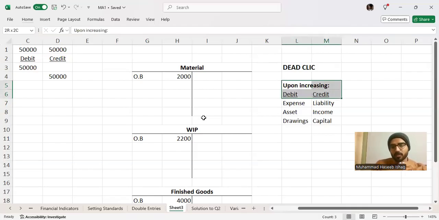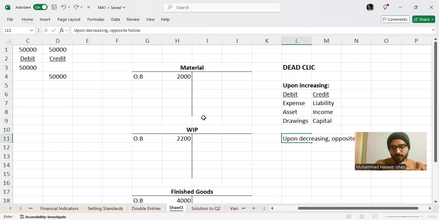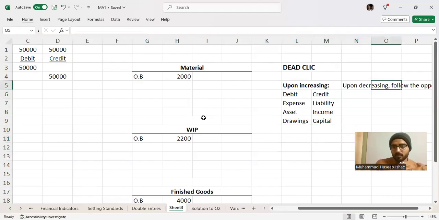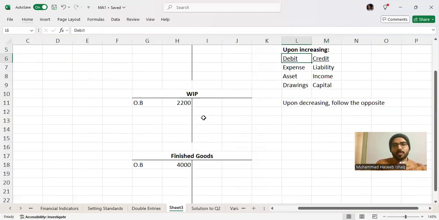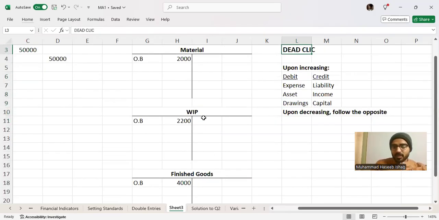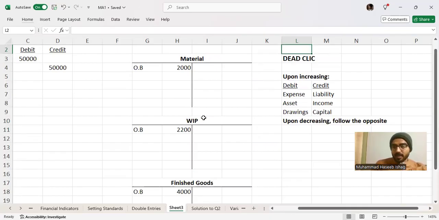Upon decreasing, the opposite follows. So I can write this simply like this: upon decreasing, follow the opposite. I thought it would be clear, right? So upon decreasing, follow the opposite. For example, if in a transaction expense is decreasing rather than increasing, you are going to credit the expense account.